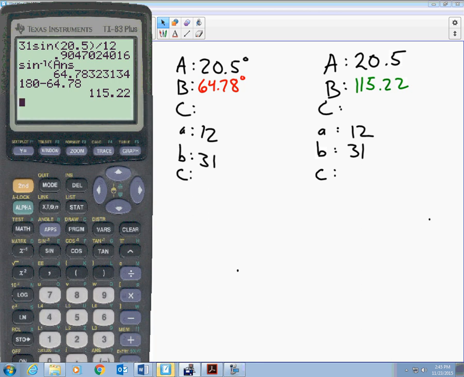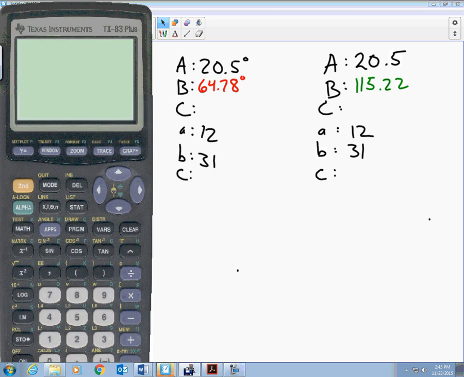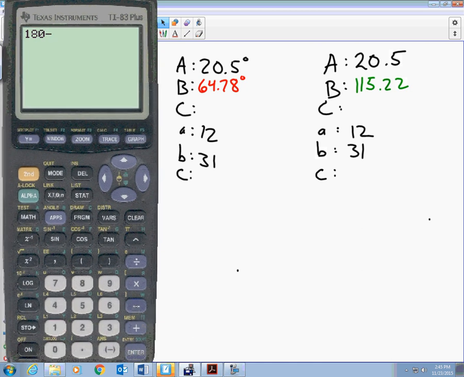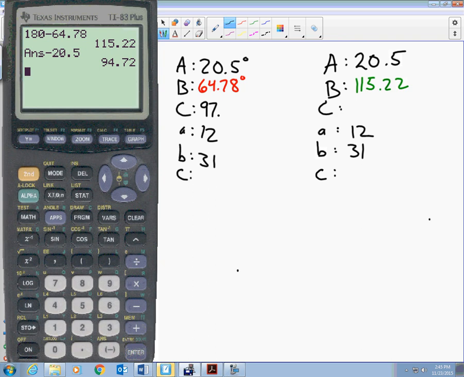Given this is 20.5 and this is 64.78, can you find angle C? How do you do that? Subtract from 180. So let's do that. 180 minus 64.78 minus 20.5. And I get 94.72.